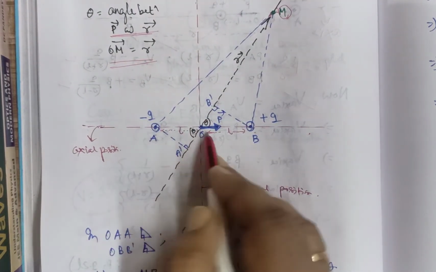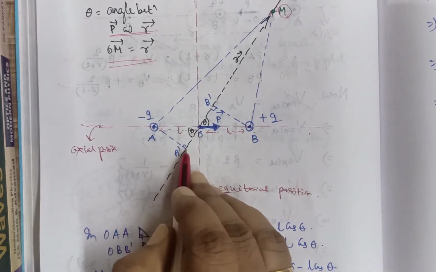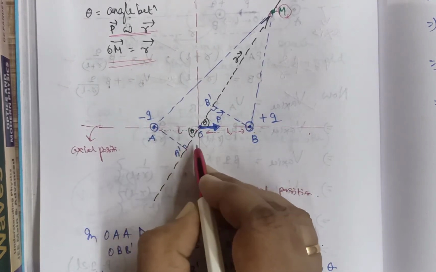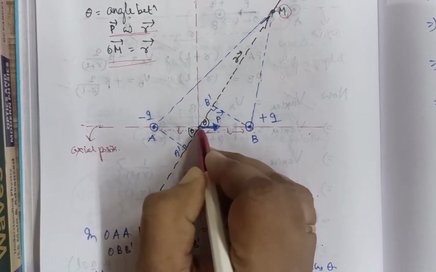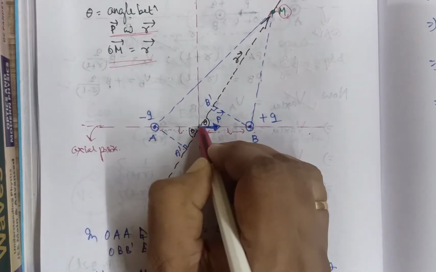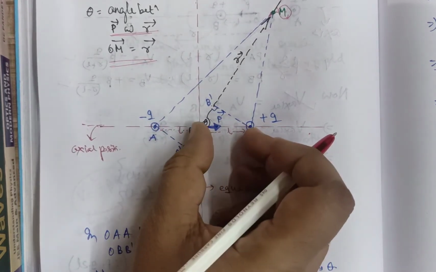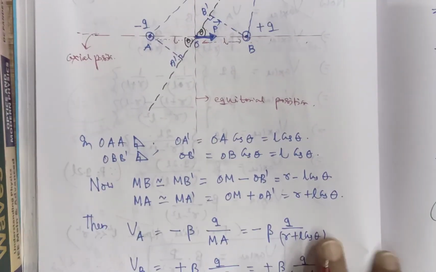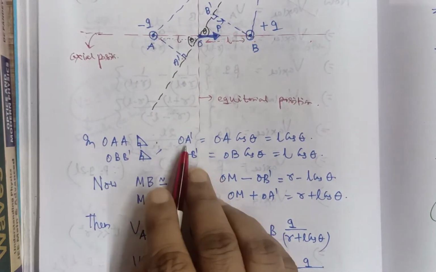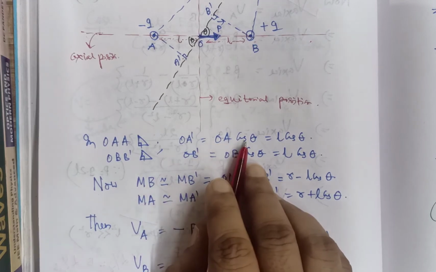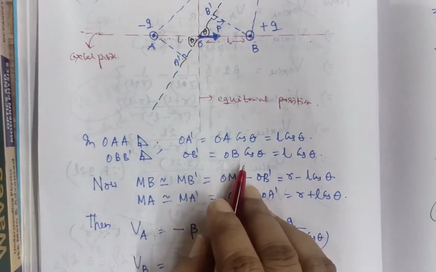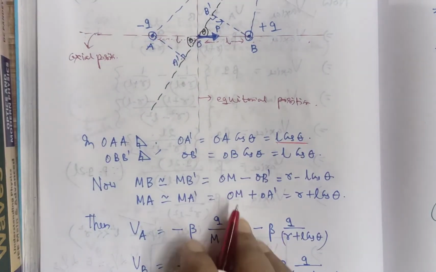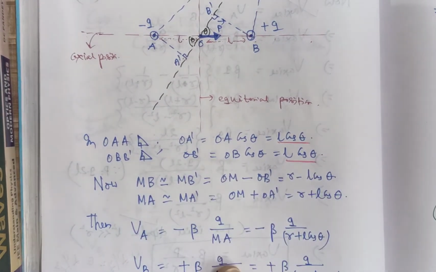First we will go to the right angle triangle O, A dash. If we use the triangle law, then OA dash will be OA cos theta. Similarly, OB dash will be OB cos theta. I have written here in the OA dash triangle, OA dash will be OA cos theta, and the value of OA is L, that's why it is L cos theta. Similarly, OB dash is L cos theta.